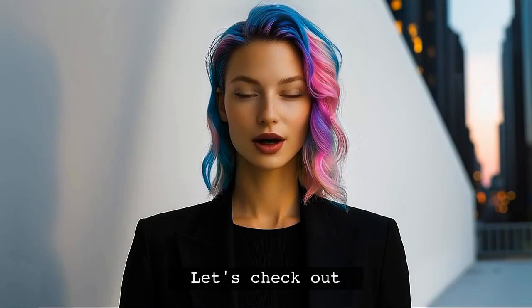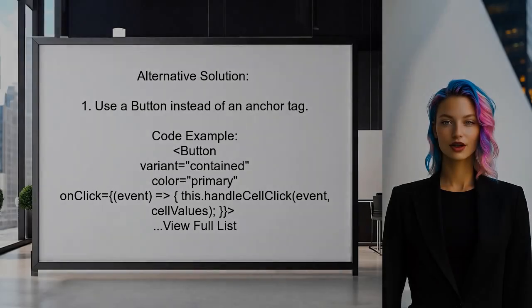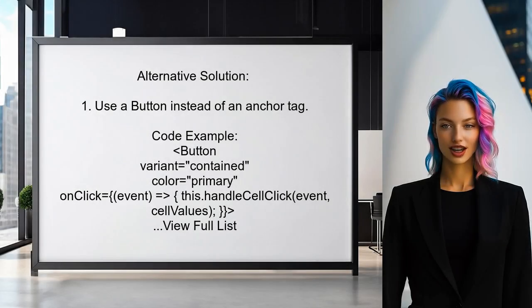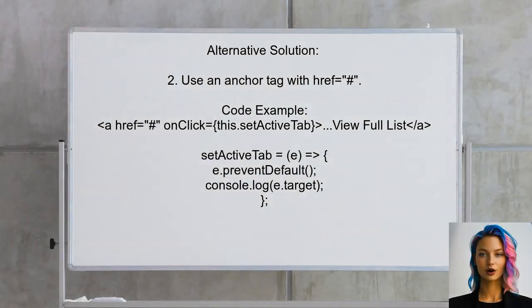Let's check out another perspective from a different user. An alternative solution suggests using a button instead of an anchor tag for your click event. You can create a button with an onClick handler that performs the desired action. If you prefer to stick with the anchor tag, you can set the href attribute to a hash symbol and prevent the default action in your onClick handler.